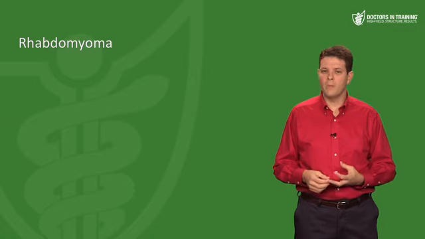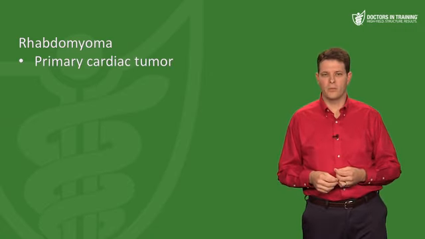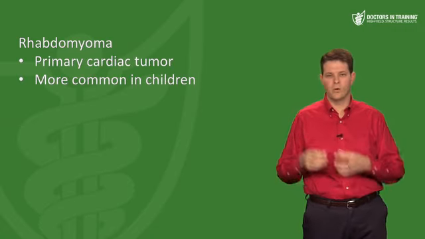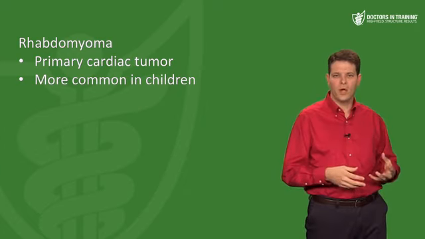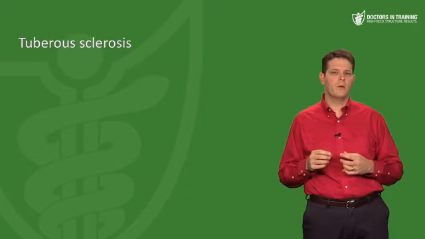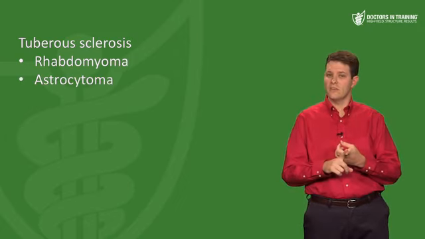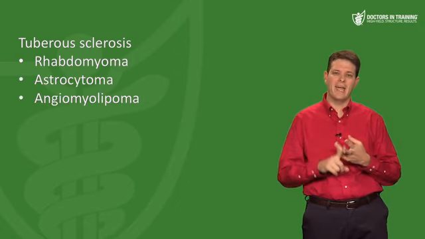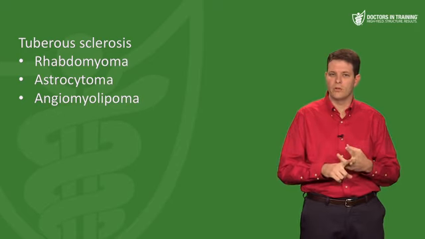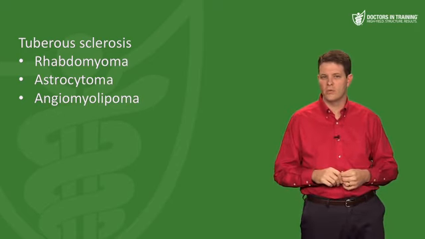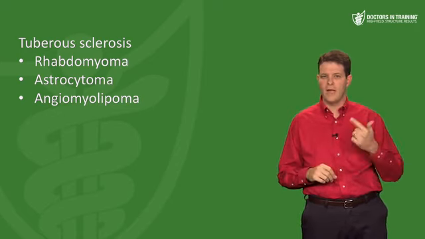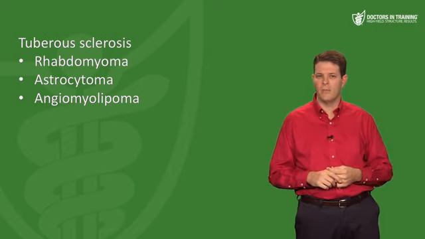Then rhabdomyomas are the other primary cardiac tumor, which is most common in children. So myxomas in adults, rhabdomyomas in children. And I want you to remember that rhabdomyomas are associated with tuberous sclerosis, along with astrocytoma, which is a brain tumor, and angiomyolipomas, which are renal tumors. So know those three tumors associated with tuberous sclerosis: rhabdomyoma, astrocytoma, and angiomyolipoma.